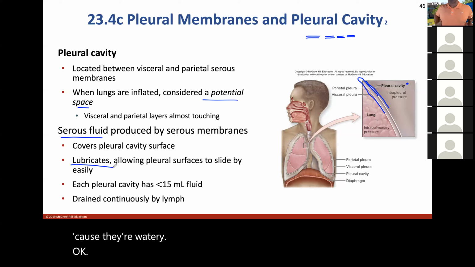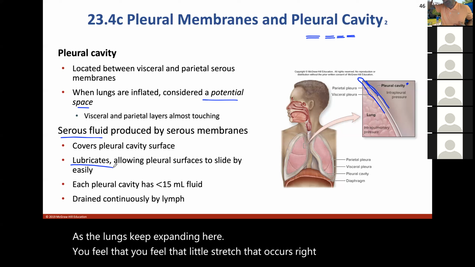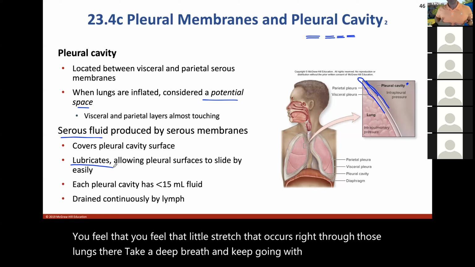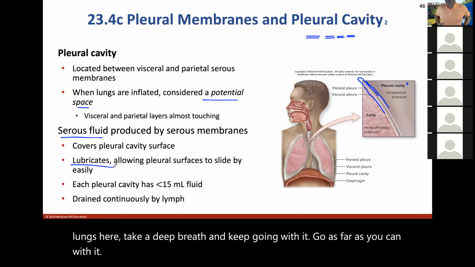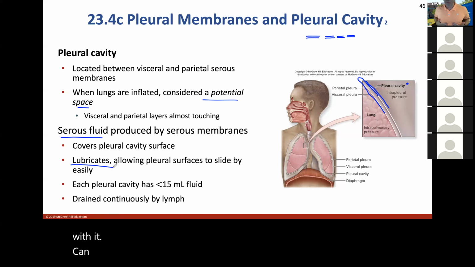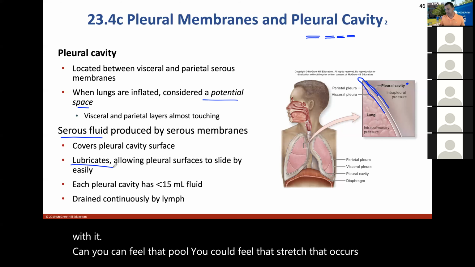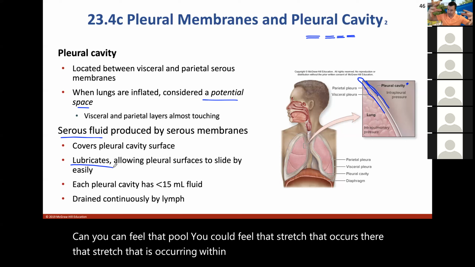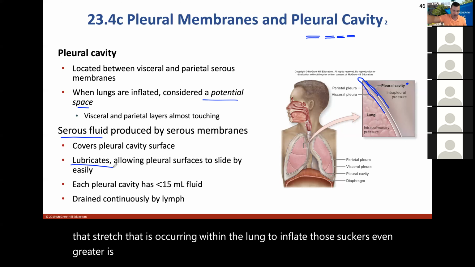As the lungs keep expanding here, you feel it. You feel that little stretch that occurs right through those lungs. Take a deep breath and keep going with it. Go as far as you can. You can feel that pull. You can feel that stretch that occurs there. That stretch that is occurring within the lung to inflate those suckers even greater is enhanced by this serous fluid that fills this potential tiny little space.